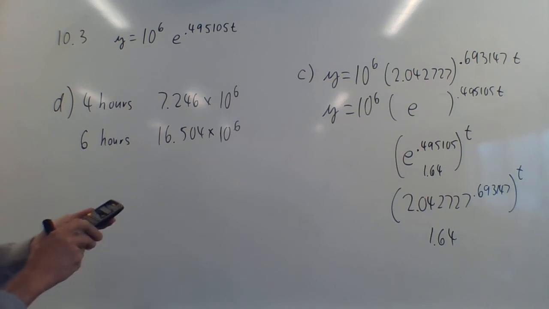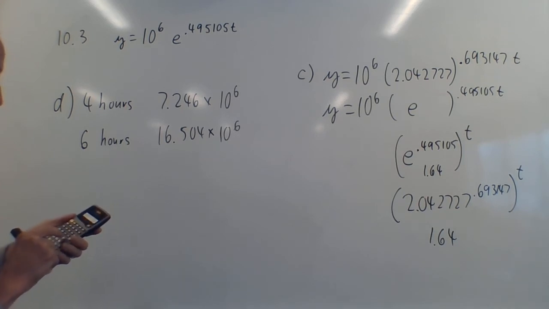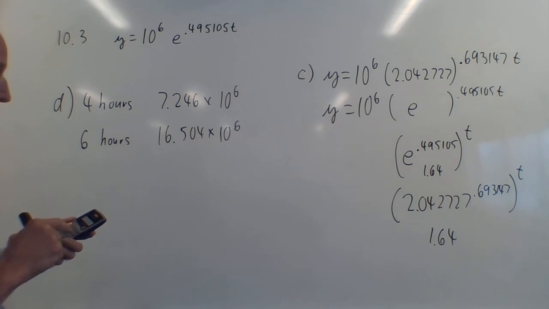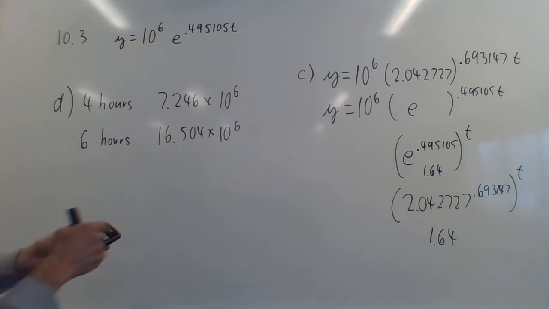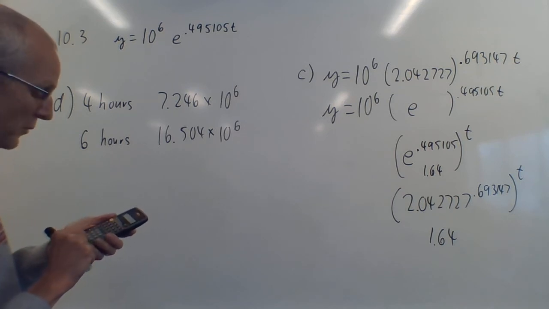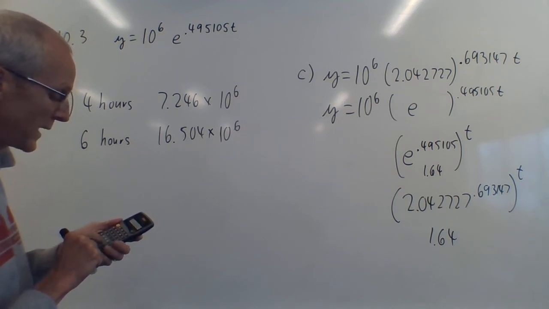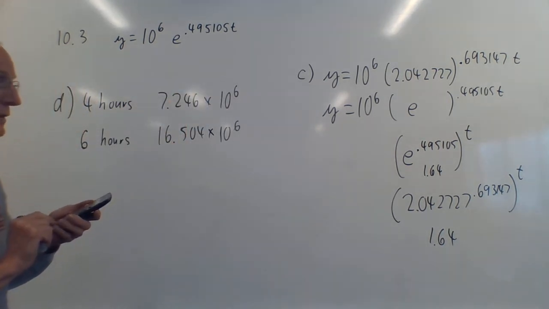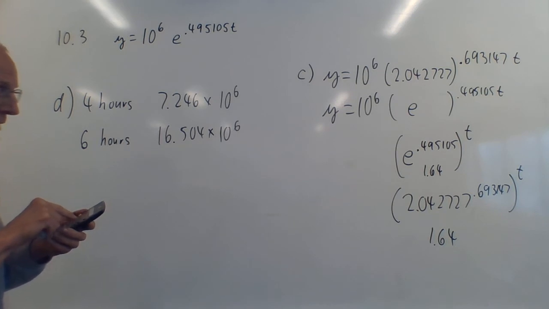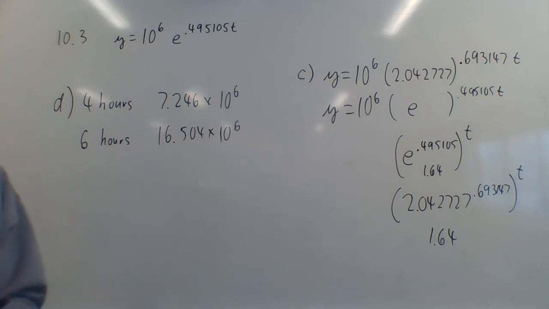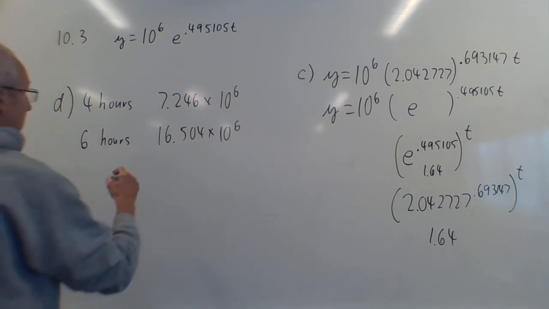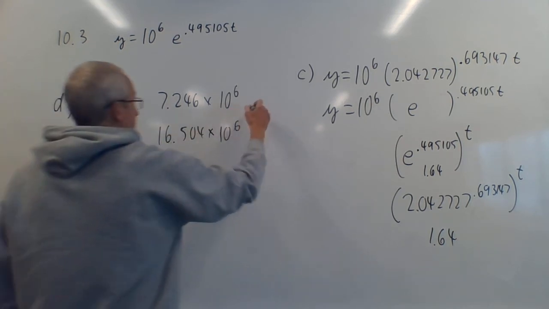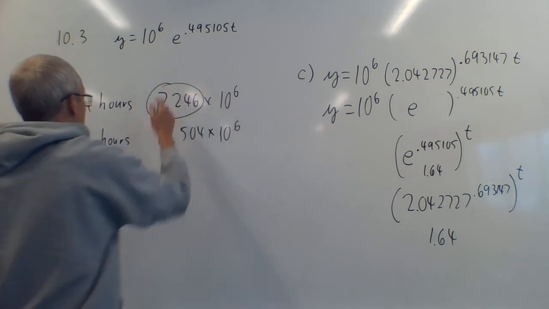I'll do the first one. So again, on my calculator, I go 0.495105, and then I go second e to the x. Oh, wait, I forgot to multiply by time. Okay, 0.495105 times the time, times 4, right? This times 4 equals this. Then I go second e to the x, I raise it to the e, which is 7.246 about. Oh, that's exactly what I get. So I got 7.246, so that's correct.